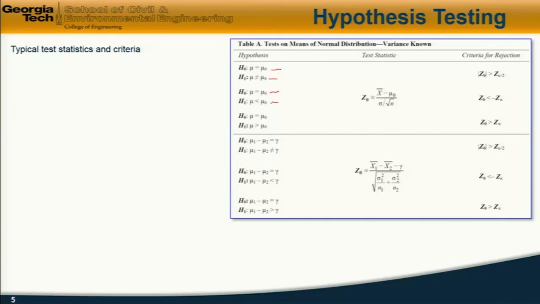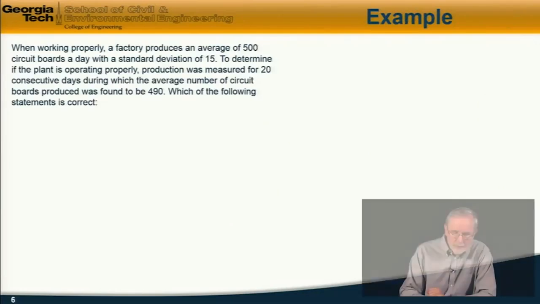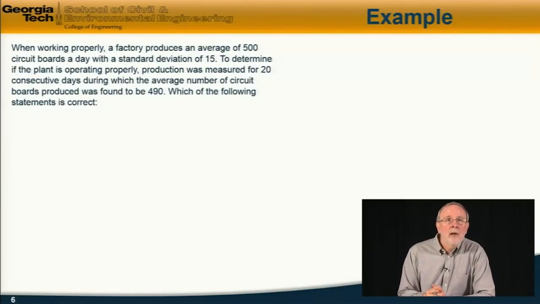These are, generally speaking, tested by computing the test statistic as shown here. Z0 is equal to x bar minus mu0 divided by the standard deviation divided by the square root of the number of samples. Typical criteria for rejection or acceptance are that the magnitude of Z0 is greater than the magnitude of Z alpha over 2, for example plus or minus 2 standard deviations or 95% confidence limits, etc. So let me do an example on that.